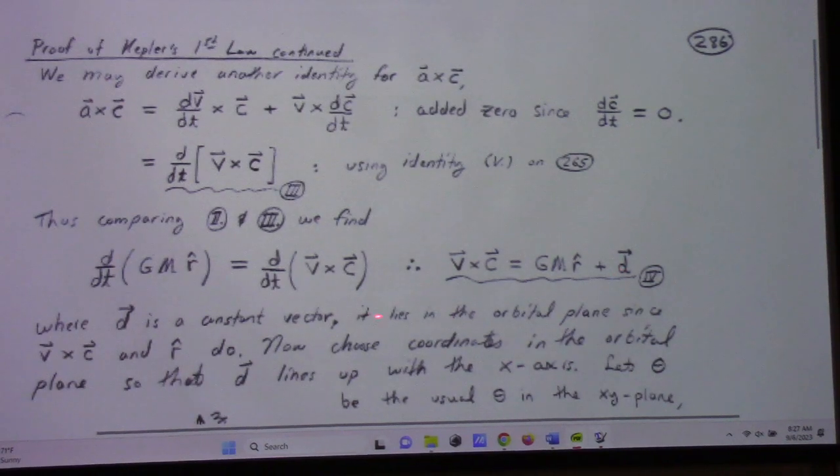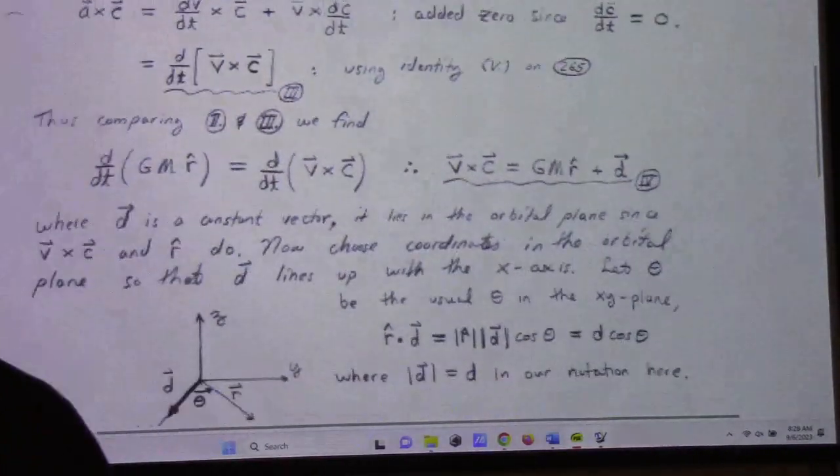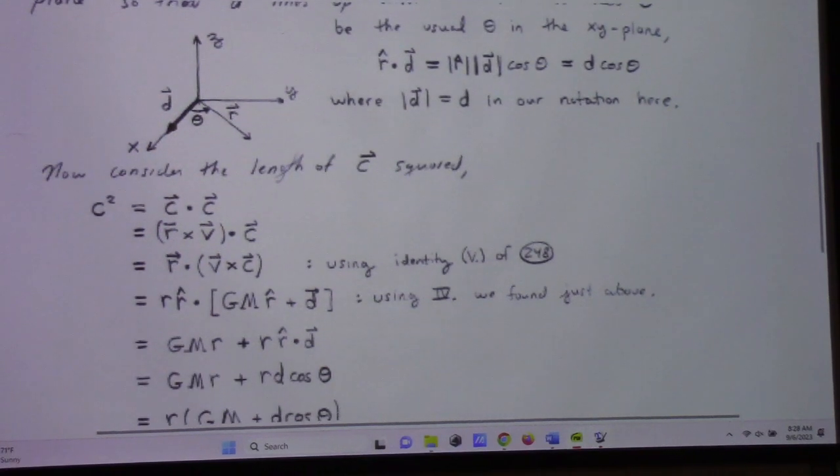What that means is that it lies in the orbital plane, since V cross C and r hat do also. See this, this lies in the orbital plane, that lies in the orbital plane, and that means if you have two things in the orbital plane, well, that's also in the orbital plane. So then you use those to set up a coordinate system, kind of like the challenge problem I was telling you guys last time.